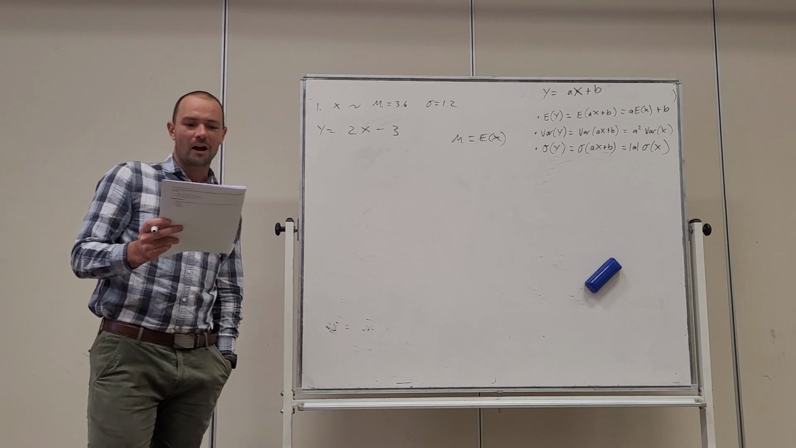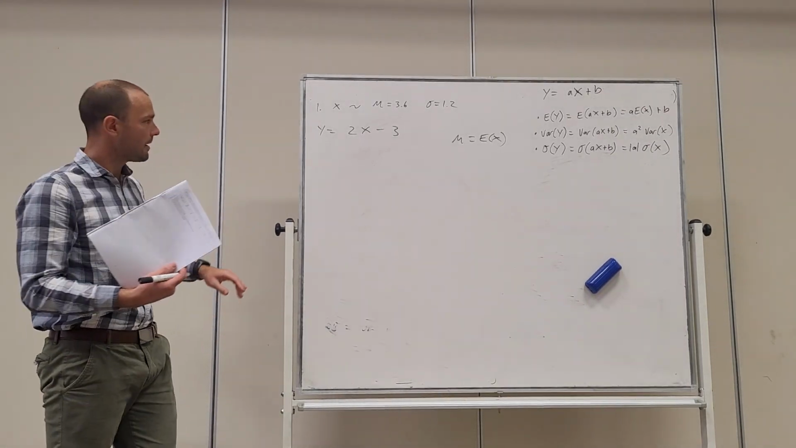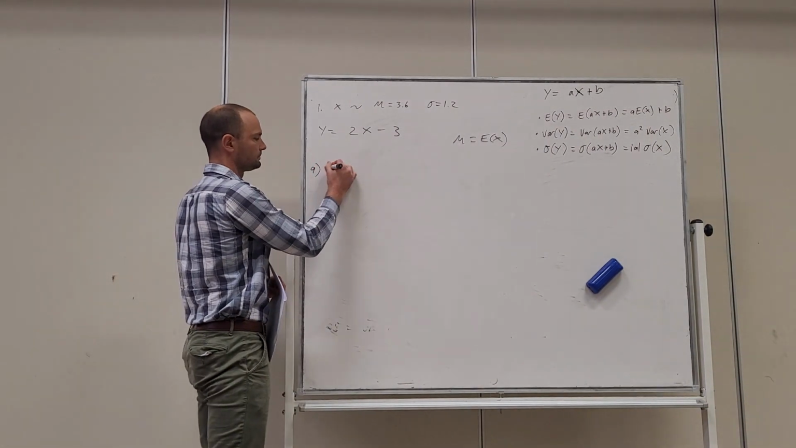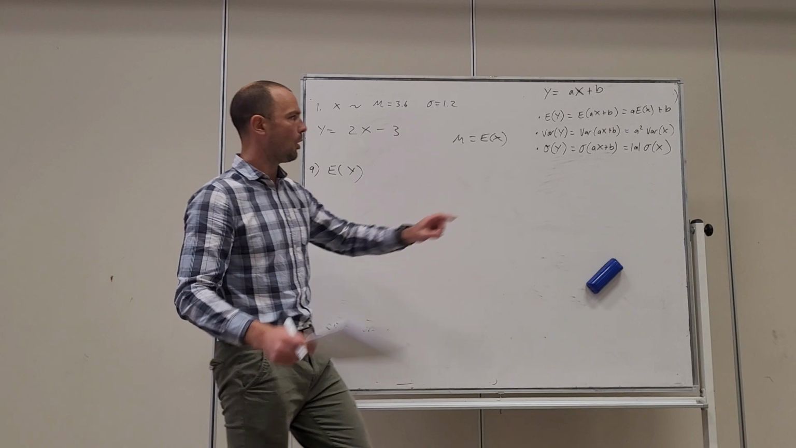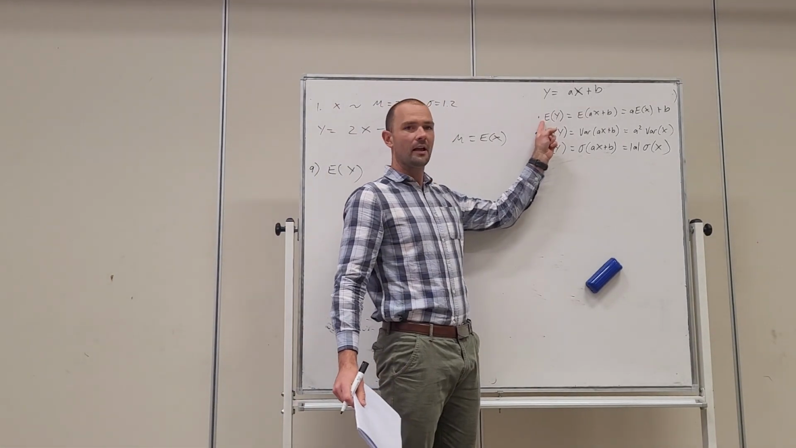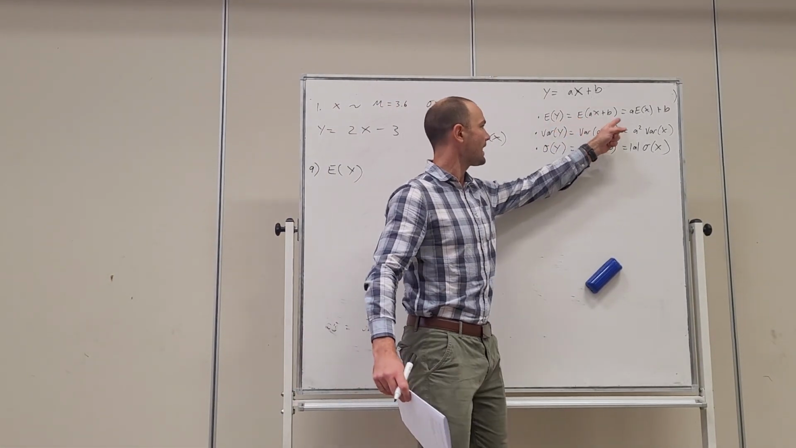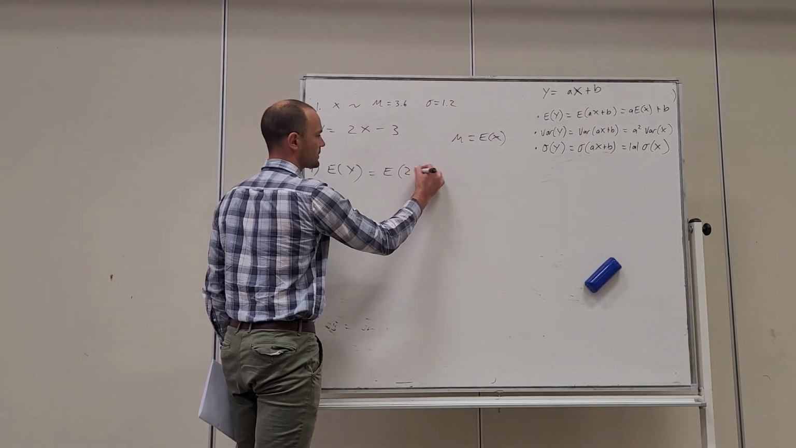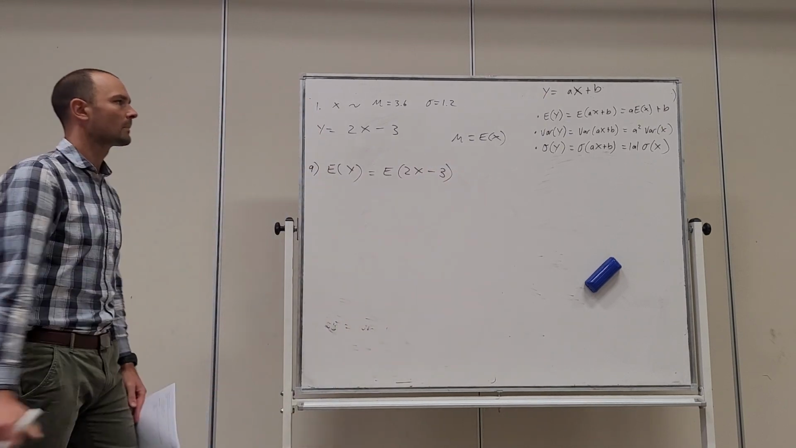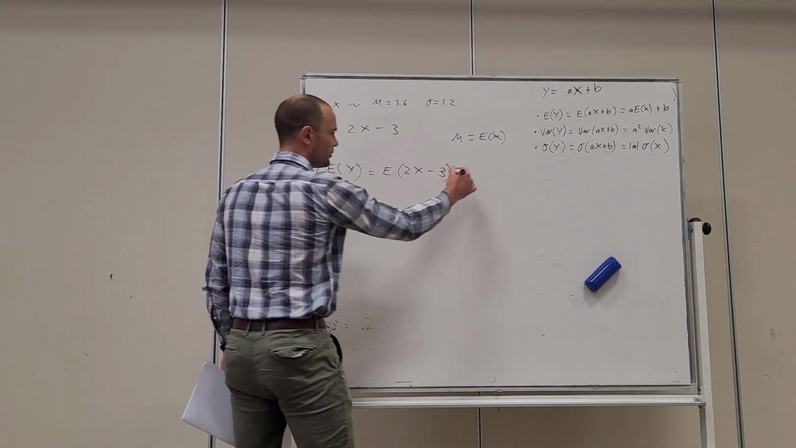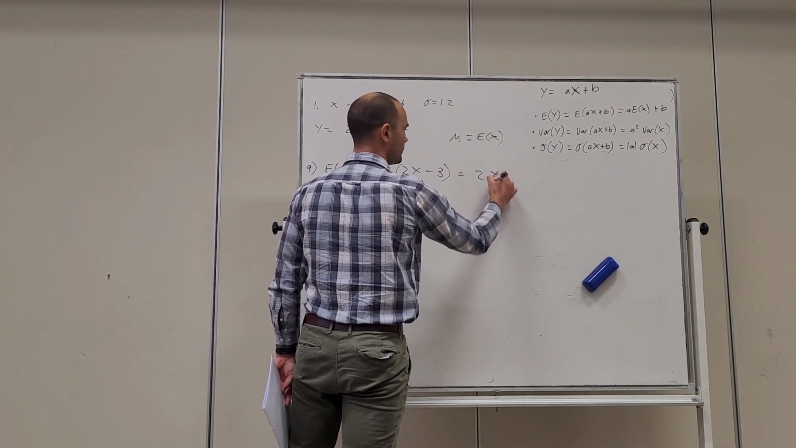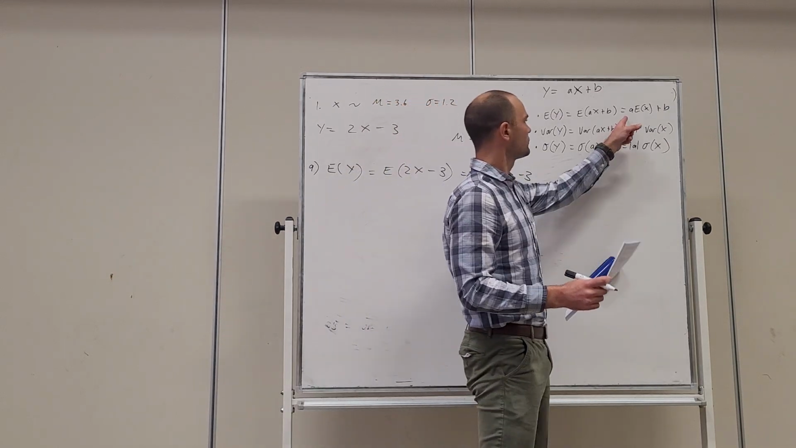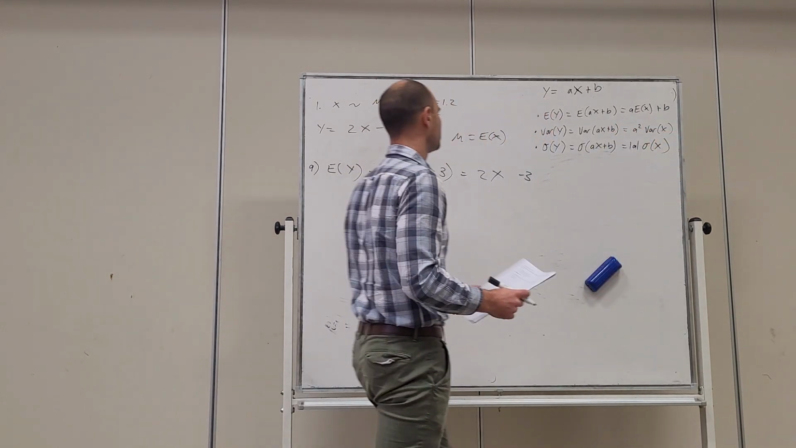Cool. All right. So let's get straight into it. We've got these properties. Find E of y. Find the expected value of y. So we're going to use this formula here. E of y is equal to E of ax plus b, which is 2x take 3. It's the expected value of 2 lots of x take away 3. And that's equal to 2 times the x value take away 3, 2 times E of x take away 3.